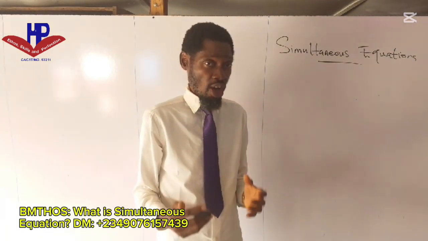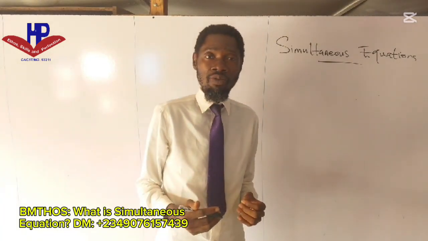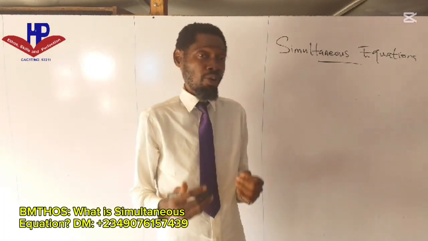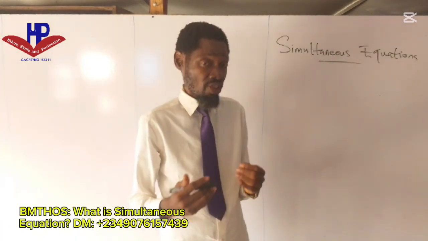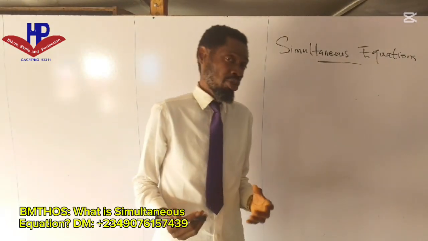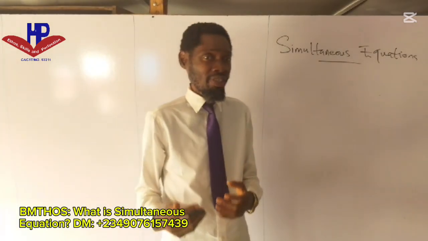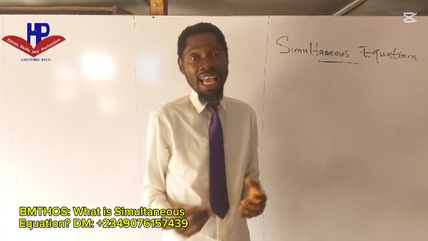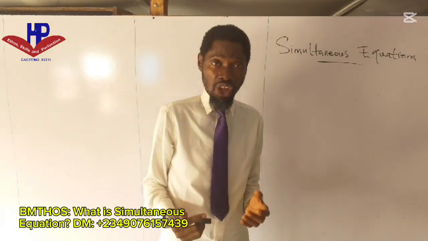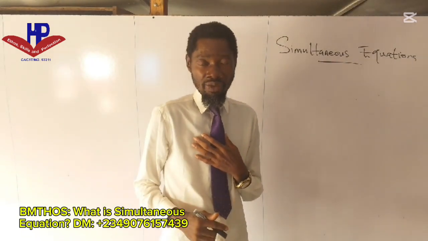So in the course of solving these equations at the same time, you are expected to have a common result, or a common answer, that will satisfy all the two or more equations that you are dealing with. So a simultaneous equation is simply a set of two or more equations with the same variables, solved at the same time, with the expectation of having a common result that satisfies them all.